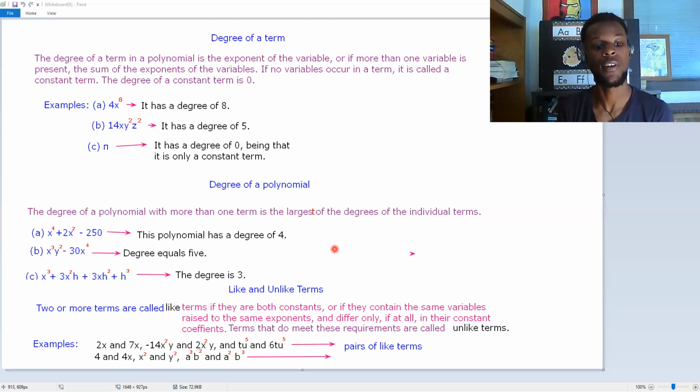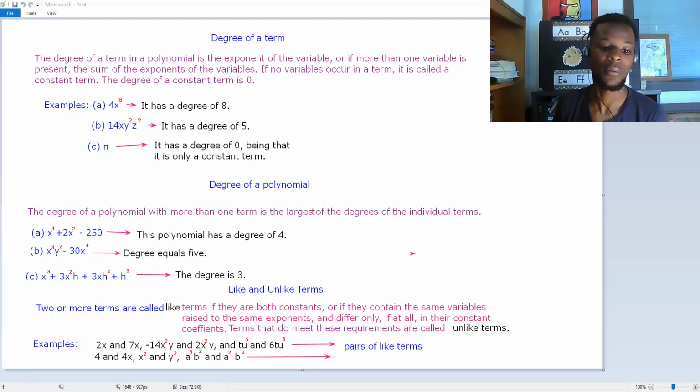And again, whenever a variable does not have a number up in the upper right corner, it is understood to be a 1. So 2 plus 1 is 3. And the same thing with x h squared. 2 plus 1 is 3. And then the last term also has a degree of 3. So the highest number is 3. And that is the degree for this term.